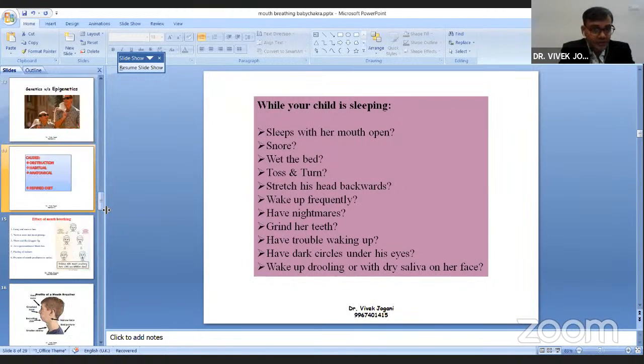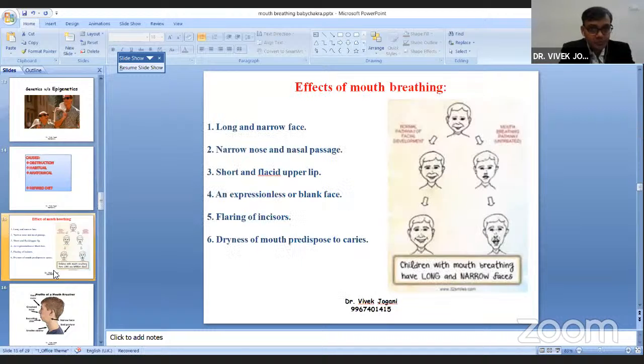Let me share the screen with you. Yeah, so they have a long and narrow face. The nasal passages do not develop from this side. The upper lip is short and flaccid. It is an expressionless face.